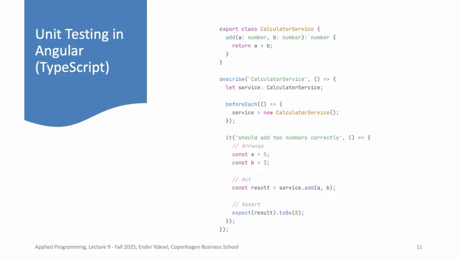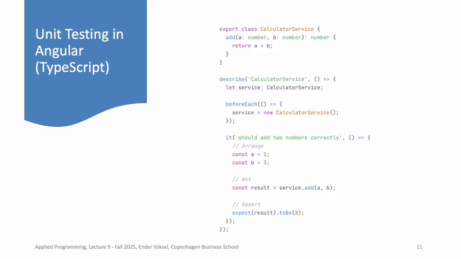First, we have our calculator service with an add method, simple business logic that adds two numbers. This is our unit to test. Below, we have the test suite. The describe block creates a test suite, a group of related tests. Think of it as a container. Here we are grouping all tests for calculator service.